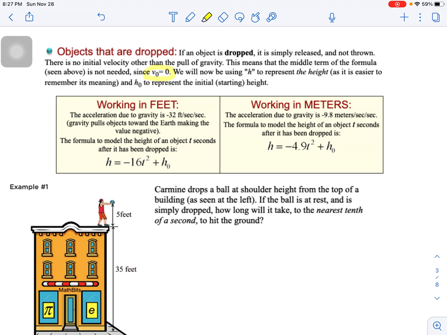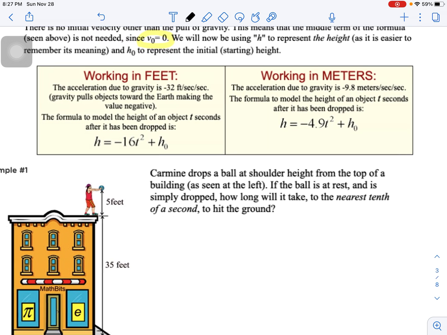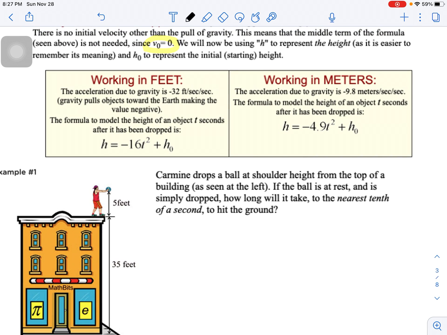We will now be using h to represent the height, as it is easier to remember its meaning, and h sub 0 to represent the initial starting height. If we are working in feet, the acceleration due to gravity is -32 feet per second. Gravity pulls the objects toward the earth, making the value negative. The formula to model the height of an object t seconds after it has been dropped is -16 t squared plus h sub 0.